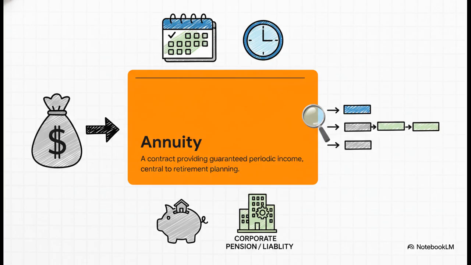Now, to solve this very specific problem, the financial world created a very specific tool. It's called an annuity. At its core, an annuity is simply a financial contract that takes a lump sum of money and transforms it into a steady, predictable stream of future payments. It's so fundamental because it provides certainty in a very uncertain future, which is exactly why it's central to both personal planning and huge corporate pension funds.